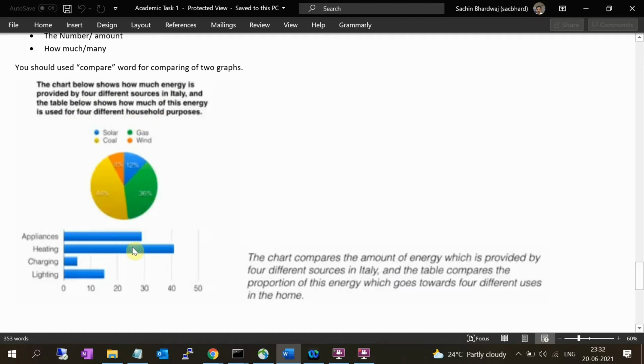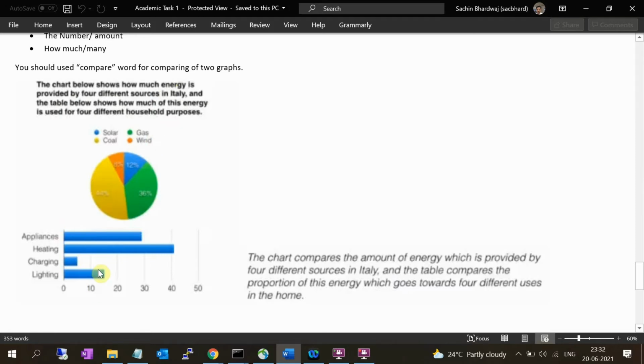First you have to understand there are two parts in this question. What is the first part? The chart below shows how much energy is provided by 4 different sources in Italy: solar, gas, coal, and wind. And the other one: the table below shows how much of this energy is used for 4 different household purposes. So this is where this part is illustrated.